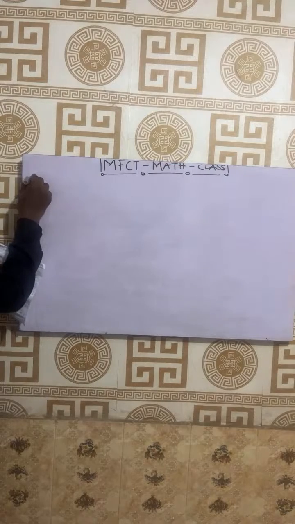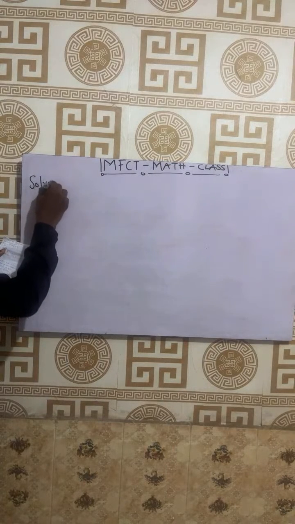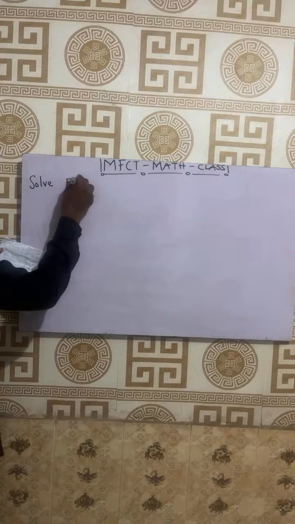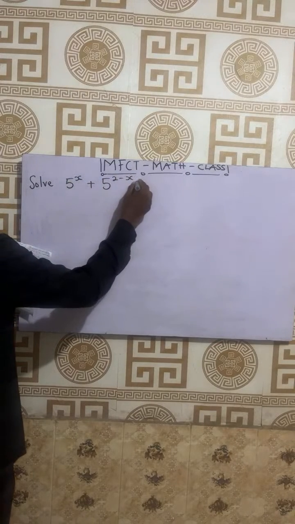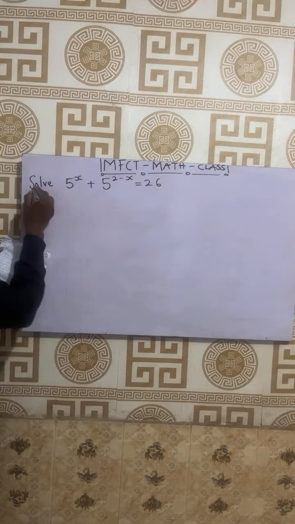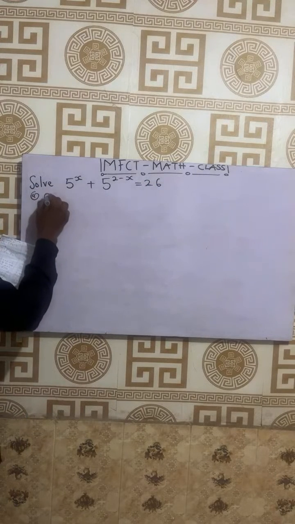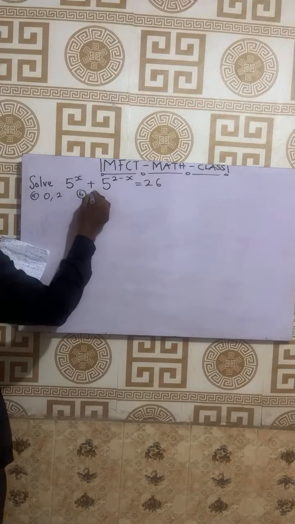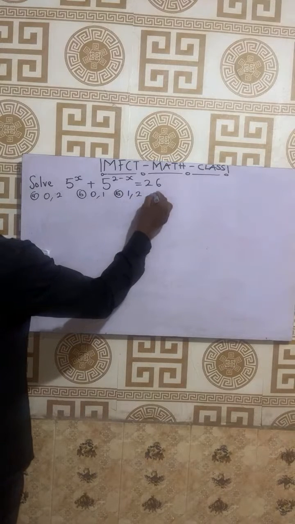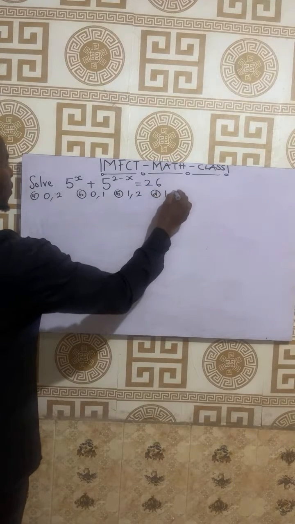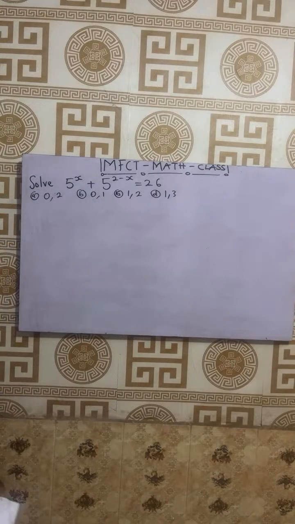The question is: solve 5 raised to power x plus 5 raised to power 2 minus x equals 26. Option A: 0, 2. Option B: 0, 1. Option C: 1, 2. Option D: 1, 3. So we have this question to solve: 5 raised to power x plus 5 raised to power 2 minus x equals 26.